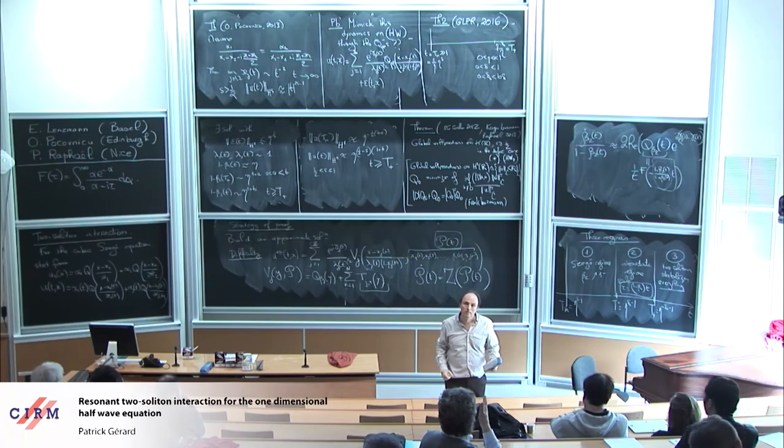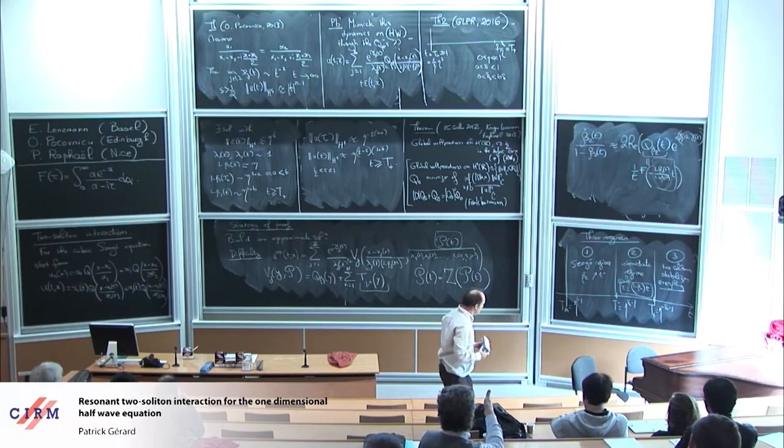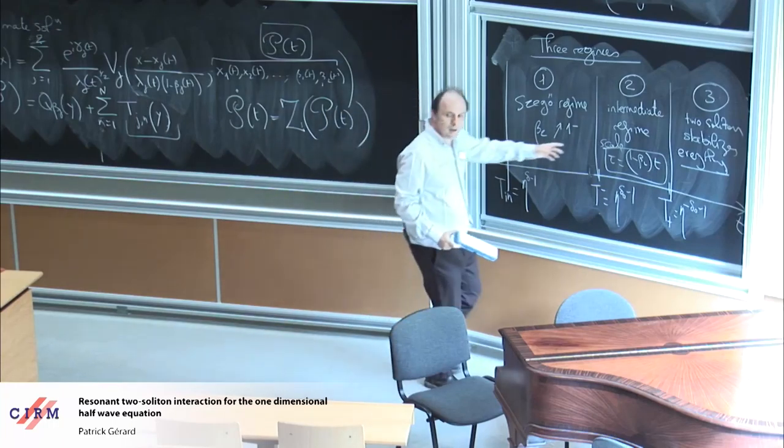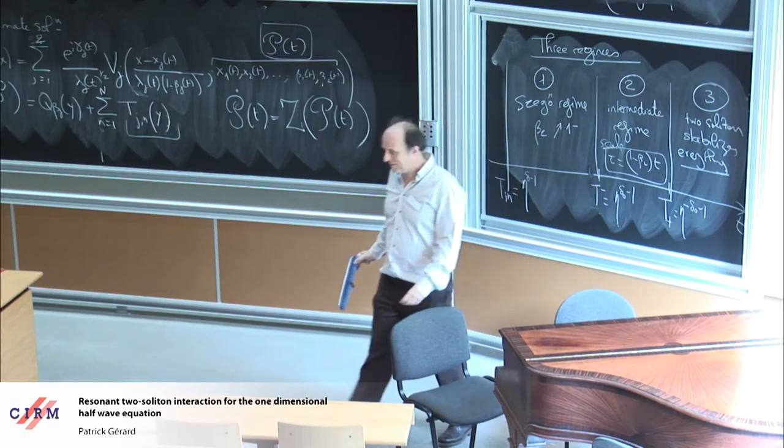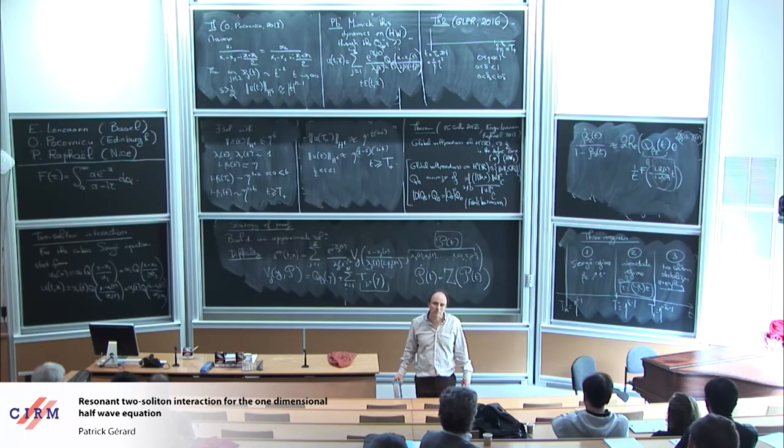Can you say that you make the two solitons approach each other in regime 1, their interaction? Yeah, in some sense. They separate and stabilize. Essentially this. That's exactly what happens.